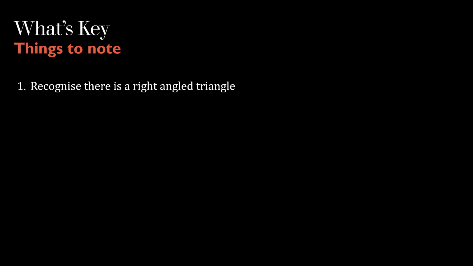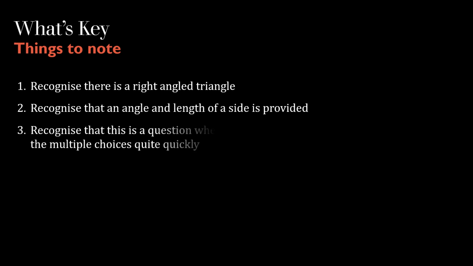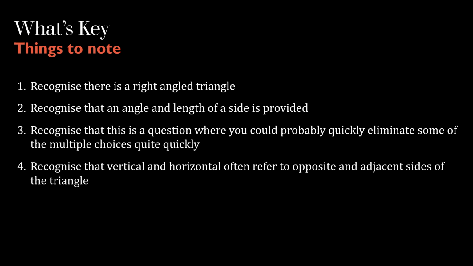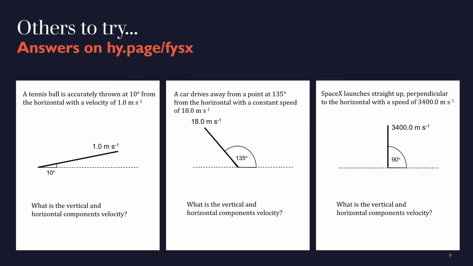So key things to note here were to recognize there's a right angle triangle at play, and that an angle is provided, 45, and the length of a side was provided, 3000. Recognize there's a question where you can quickly eliminate some of the multiple choices because the angle has to map with the sine or cosine function. Recognize that vertical and horizontal are just different ways of saying opposite and adjacent, and that once you find the sine part, you can more or less just jump to the answer on this one. But that might not always be possible, so do validate it by checking the cosine.